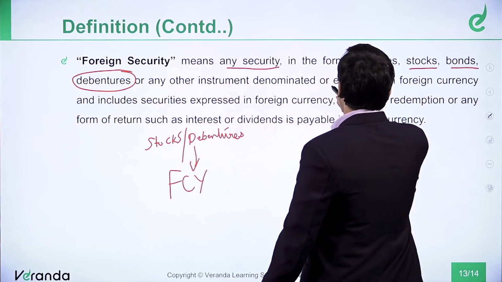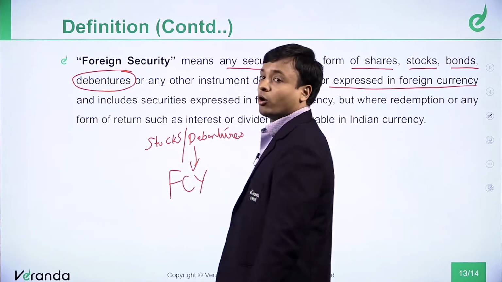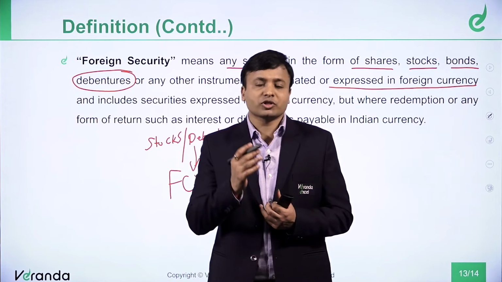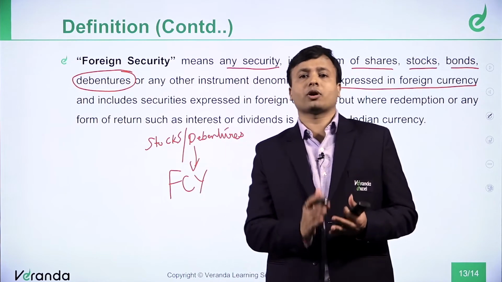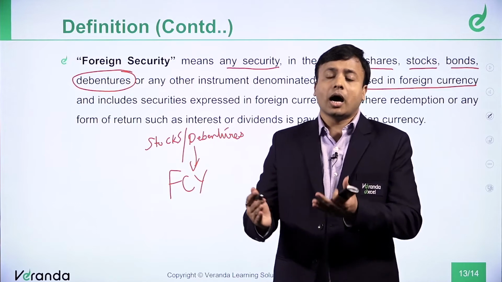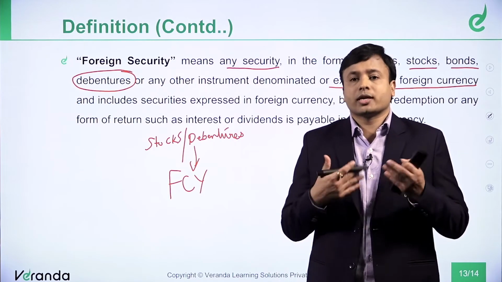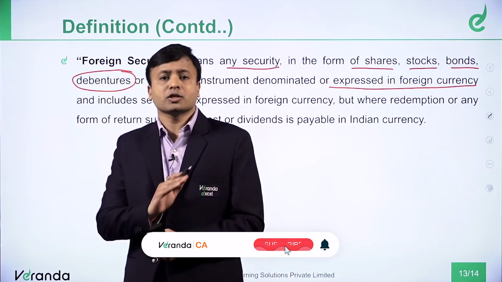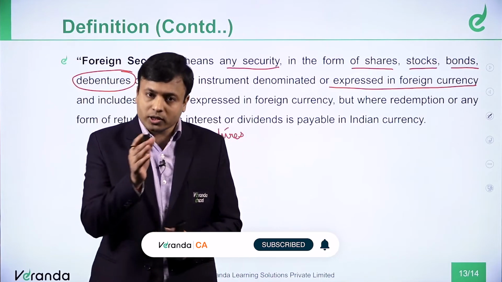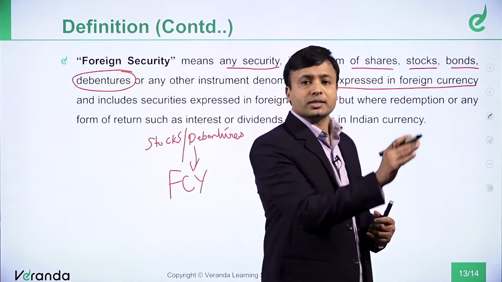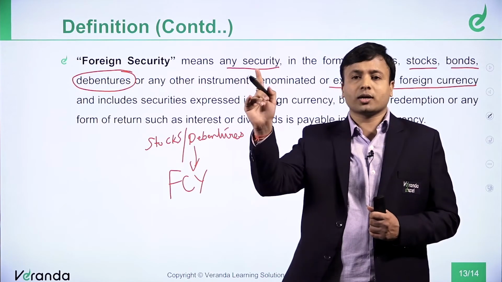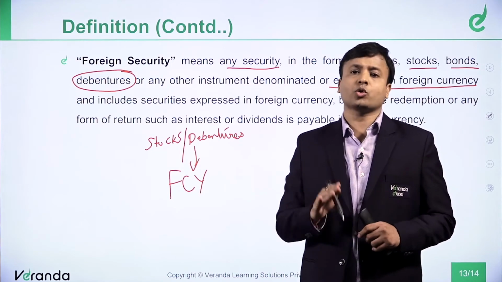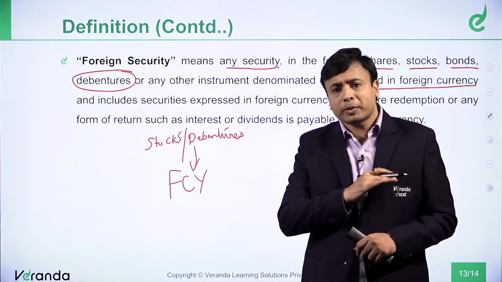So when I say it has to be expressed in foreign currency, say for example shares of Reliance. Is shares of Reliance a foreign security? No, because the shares of Reliance are denominated in INR. So any security which is denominated in Indian currency is not a foreign security. The first condition for a security to qualify as a foreign security is that it should be denominated in a foreign currency. The moment you see it is not denominated in foreign currency, the doubt is removed. There is no question of it being a foreign security irrespective of other definitions.